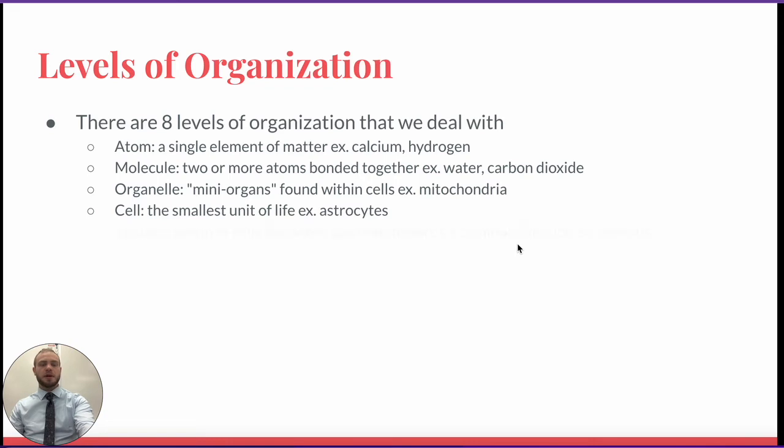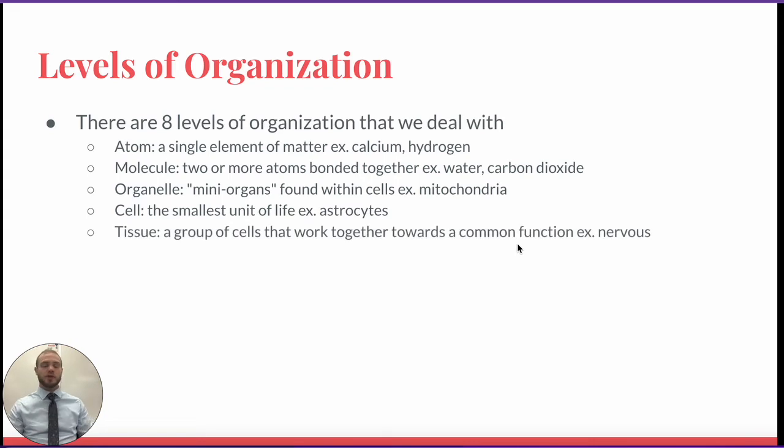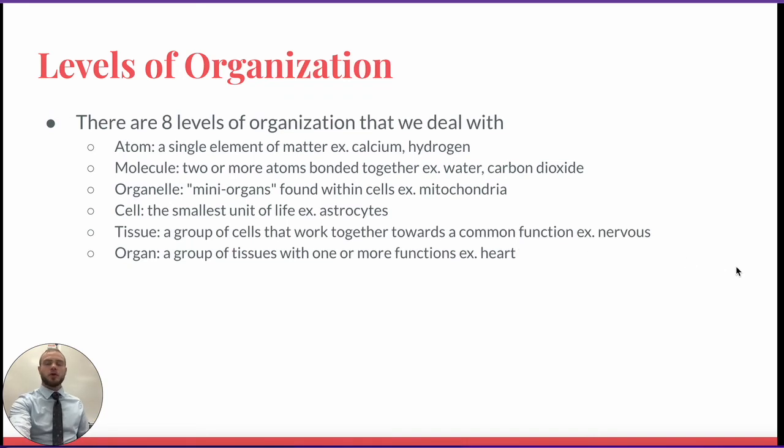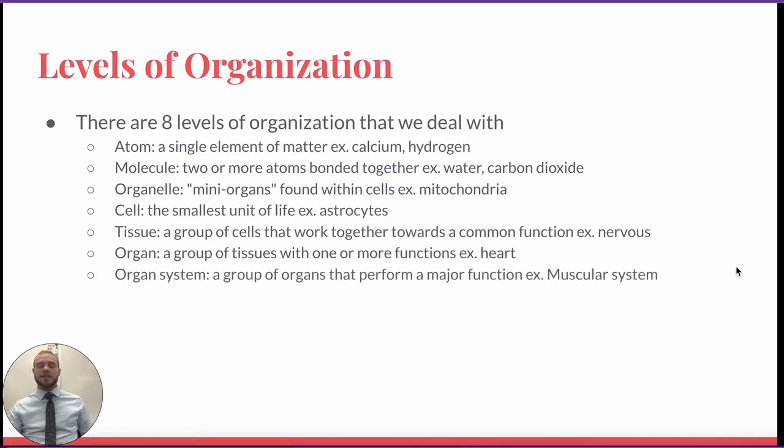We'll spend a lot of time talking about cells. Tissues, which are a group of cells that are all going to work together towards a common function, such as nervous tissue, or groups of cells that are all working to propagate signals, carry out effects, and things like that. Organs, which are going to be a group of tissues that have one or more functions, things like the heart. An organ system, a group of organs that are all going to be performing a major function, something like the muscular system. And then lastly, a single individual, an organism. So these are the 8 levels of organization that we're going to deal with.